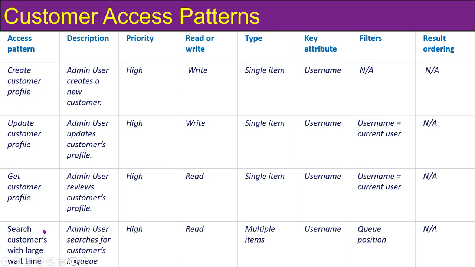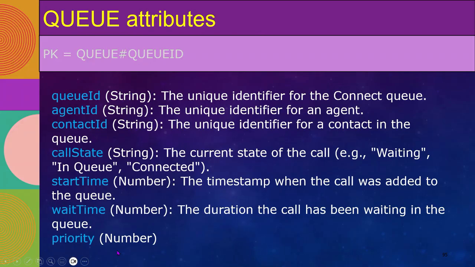And then I have this little example down here where you're searching for customers with a large wait time. It's something that's of interest, such as redirecting them to another queue. It's analyzing the importance of this customer who has called 10 times, who's getting upset and not happy with service, and being able to look at the queue position and do something about it. Just an example of customer access patterns. So let's move on.